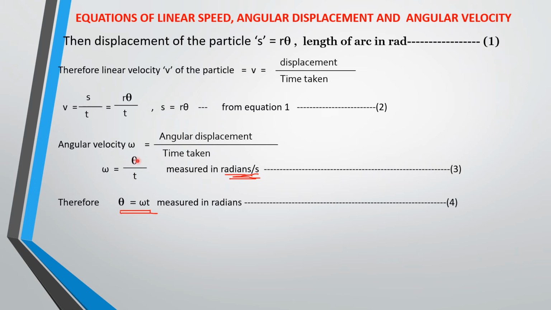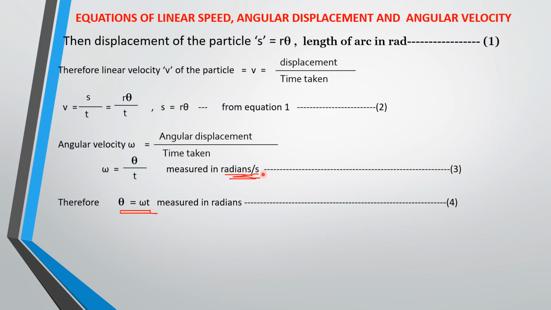And when you make the angular displacement your subject of formula, you have angular displacement is equal to angular velocity times time. Remember that even in your linear motion, displacement is equal to velocity times time. So the same thing applies here too. Angular displacement is equal to angular velocity times time taken, and this is measured in radians, while angular velocity is measured in radians per second.